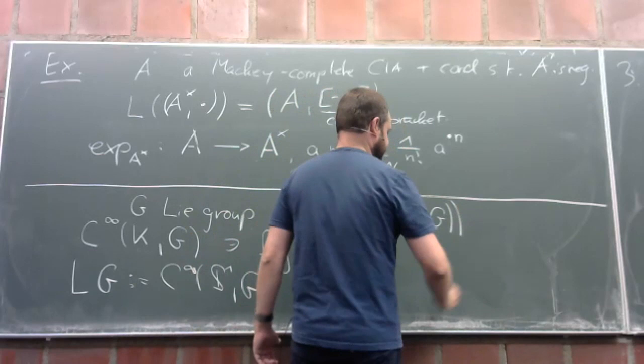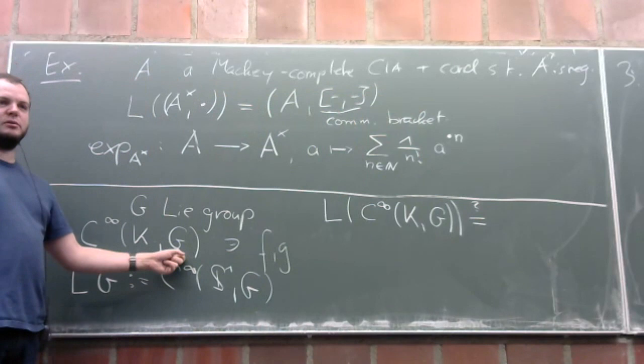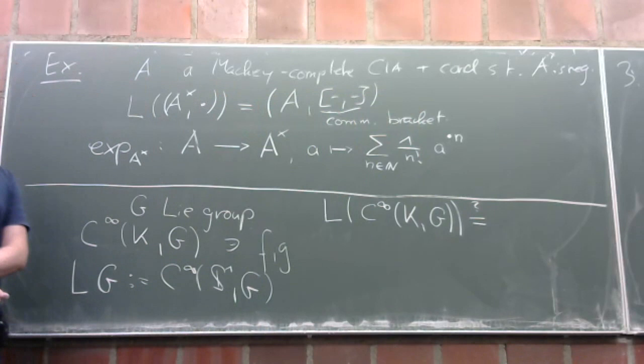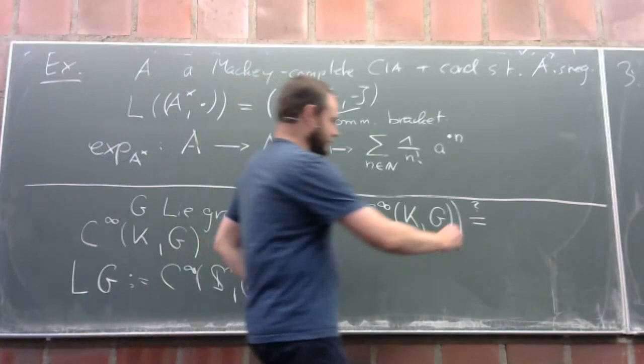Any guesses? What would you expect if I'm asking this? So here we have this group of smooth mappings with values in the Lie group. We have the pointwise operations. What would one hope one could get as the Lie algebra of this current group? Maybe the Lie algebra of functions. Yes. So as I said, this is this.